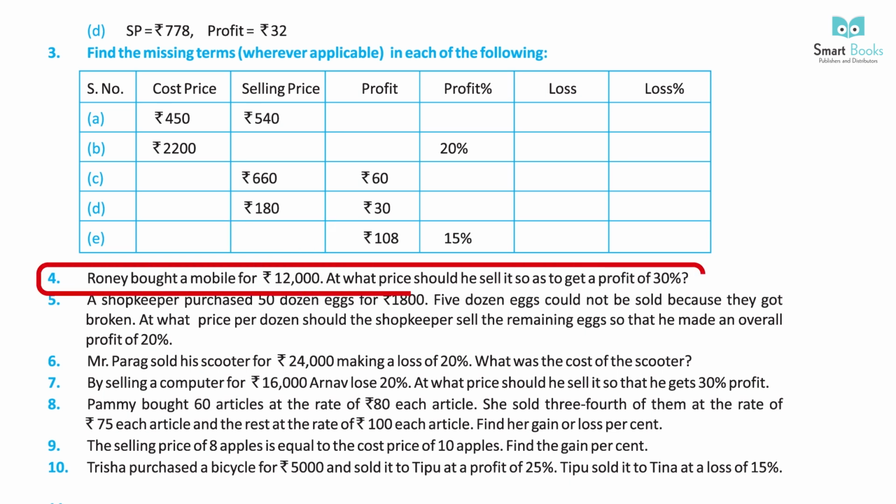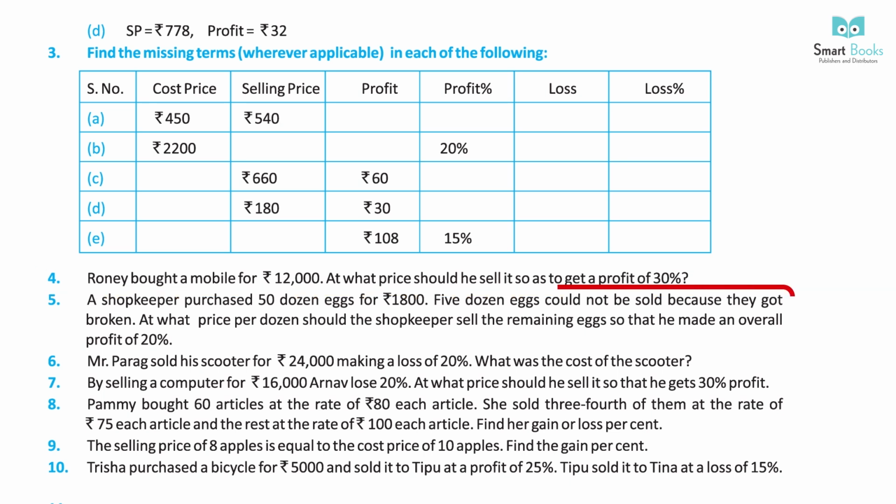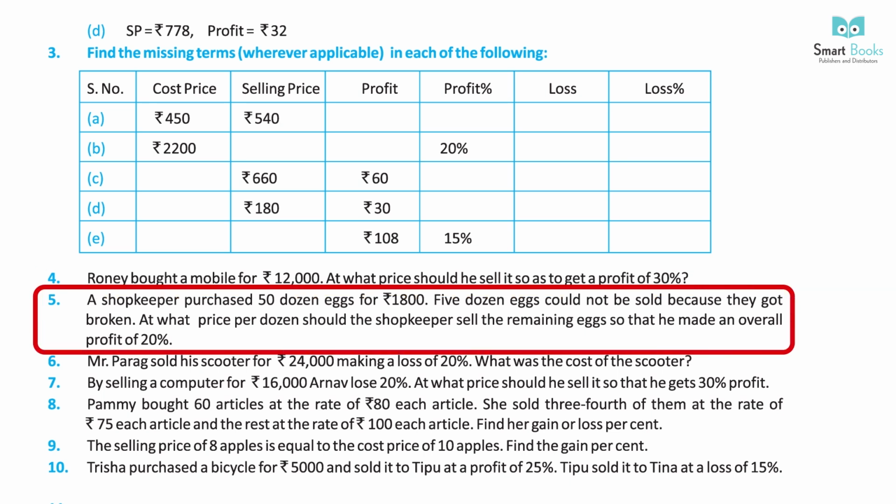Question 4. Ronnie bought a mobile for rupees 12,000. At what price should he sell it so as to get a profit of 30%? Solution. Selling price is rupees 15,600. Question 5. A shopkeeper purchased 50 dozen eggs for rupees 1,800. 5 dozen eggs could not be sold because they got broken.